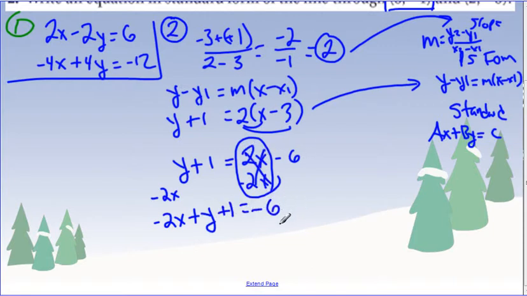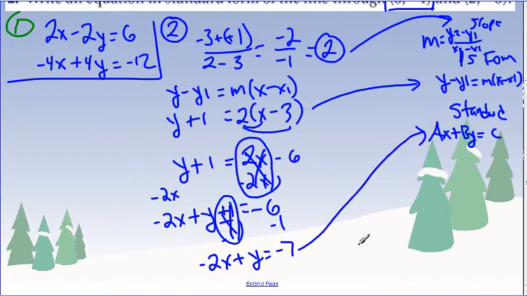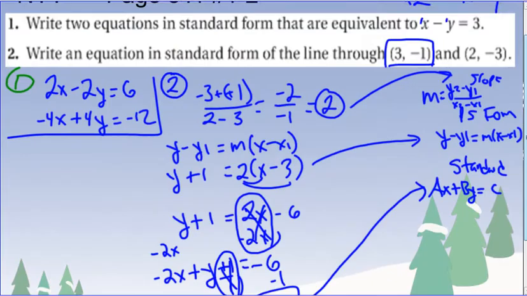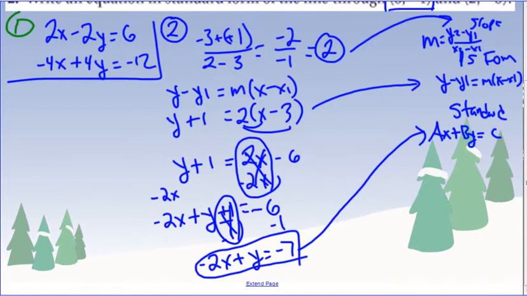6. And then we have to get rid of everything that's not an x and a y from the left-hand side. So this guy has got to go. So we're going to subtract 1 here, cancels, subtract 1 there. We get negative 2x plus y equals negative 7. That is standard form, and we're done. So that's one problem right there. Find the slope, point slope form, change it to standard form. It's a lot of work.